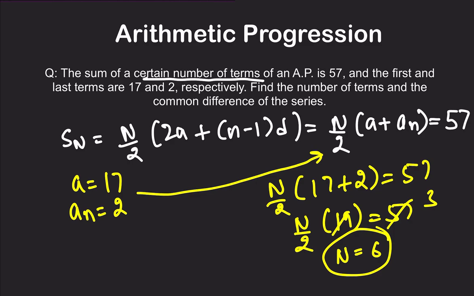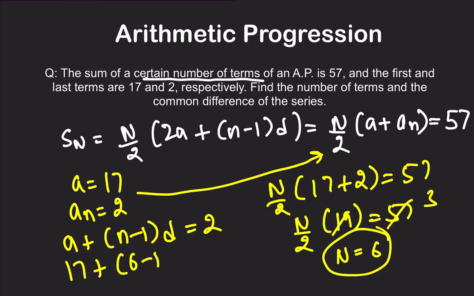Now the second thing they want to know is what is the difference. a plus n minus 1 into d is 2. a is 17. n we know is 6. 6 minus 1. d we have to calculate, and 2. So here you will get the value of the common difference. Just the application of the formulas again. Choose whichever formula suits you and use that. I hope it is clear.